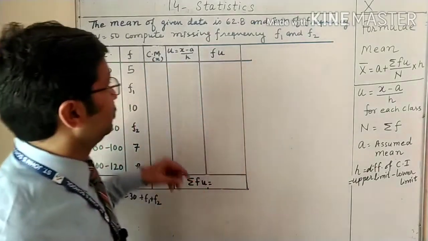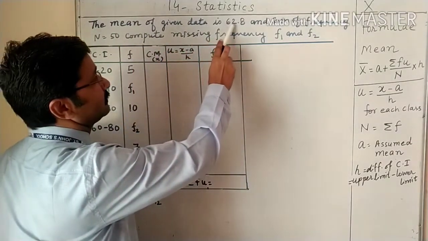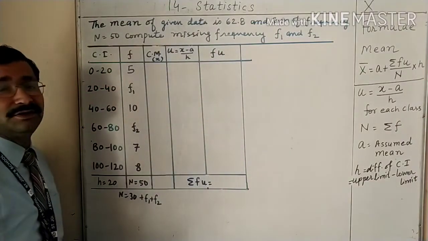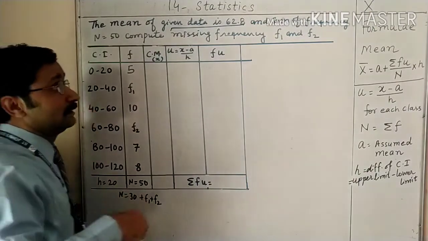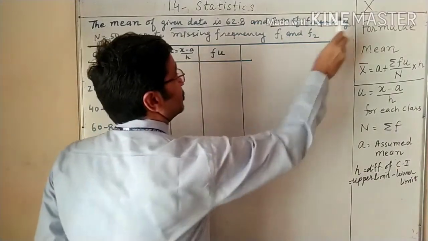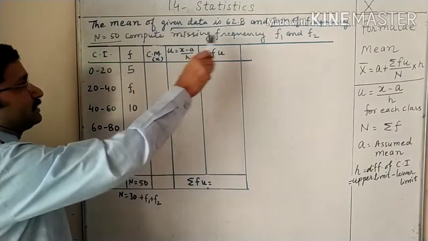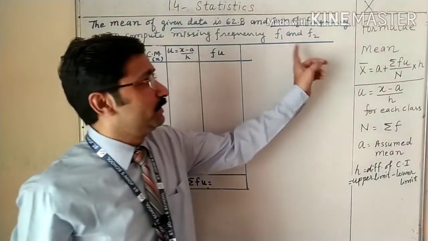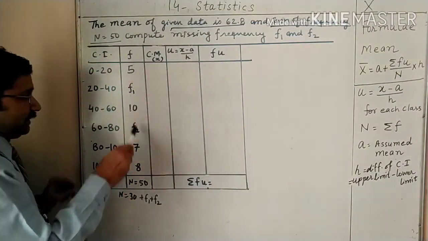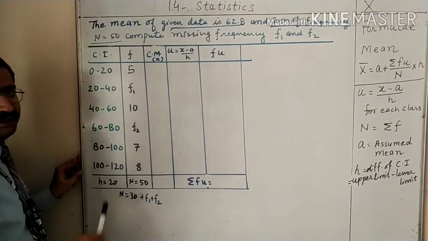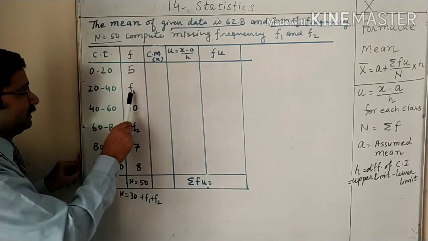So look here. One of the questions is: the mean of the given data is 62.8. Mean is given to you, 62.8, and the sum of frequency, n, is also given to you, 50. You have to compute the missing frequencies f1 and f2. Here, class interval will be given to you, frequency will be given to you, and you have to find f1 and f2.